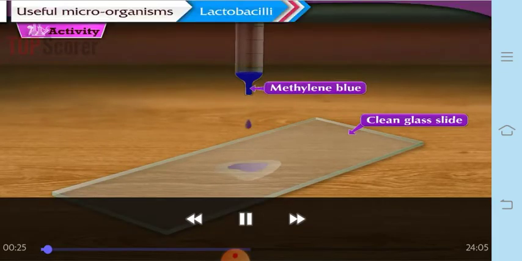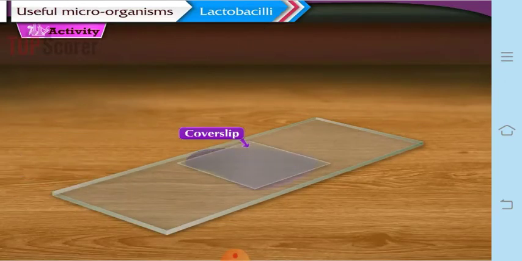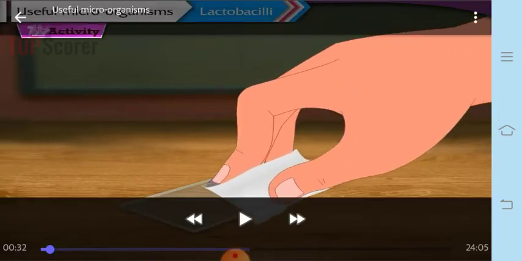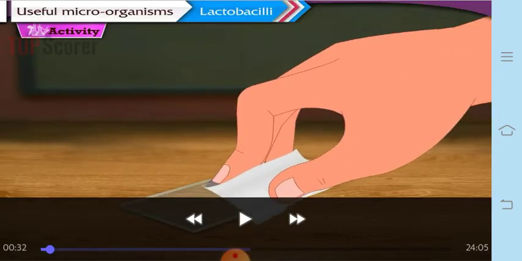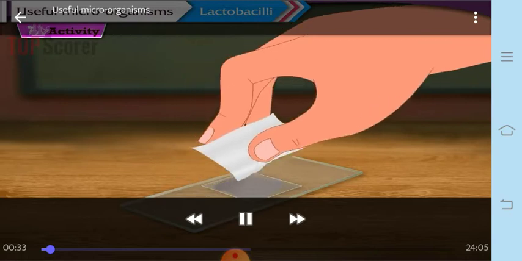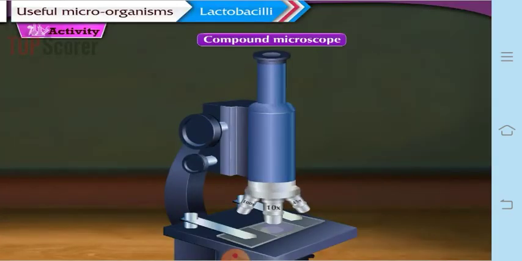So put 2 or 3 drops of methylene blue, then put a cover slip, and if there is an excess of the methylene blue, or the stain or mixture coming out, then you have to use blotting paper and remove the excess of it. Then after removing it, the slide is ready for observing under the compound microscope.